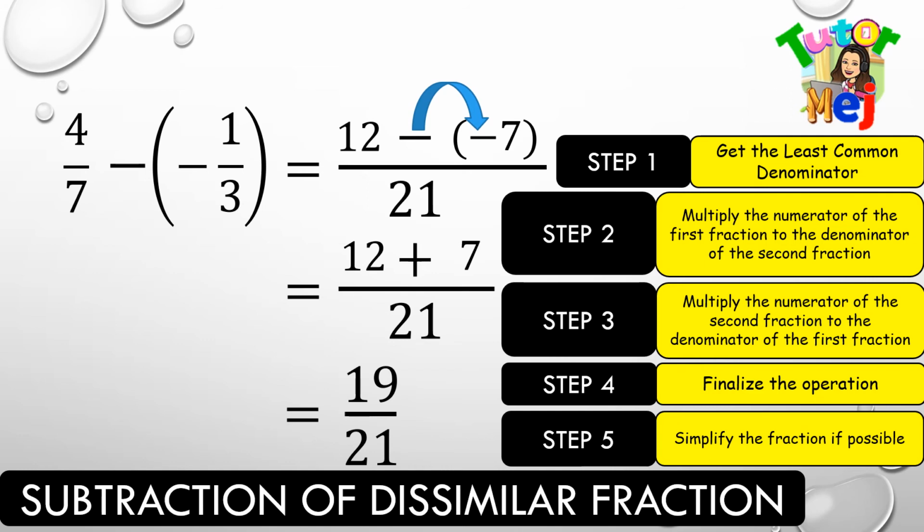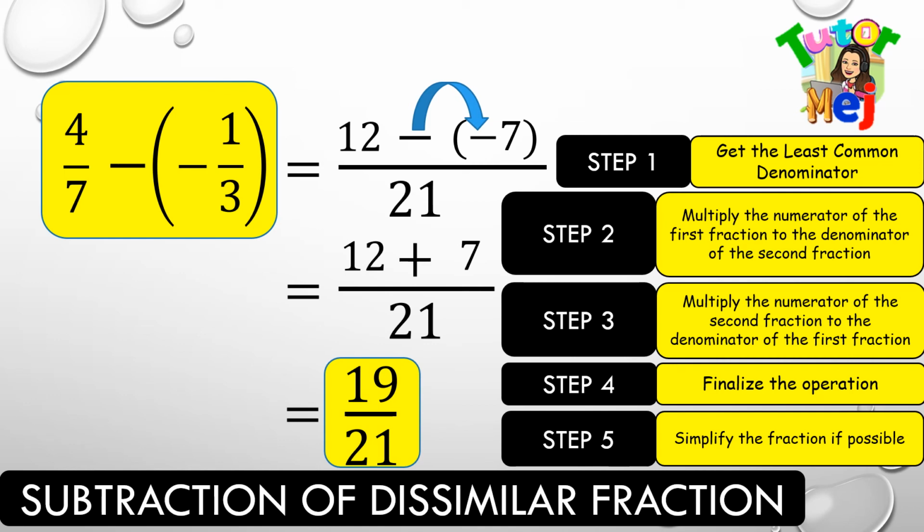So, wala naman tayong nakikitang common factors ng 19 and 21. Therefore, it only means that 4 over 7 minus negative 1/3 is equal to 19 over 21.